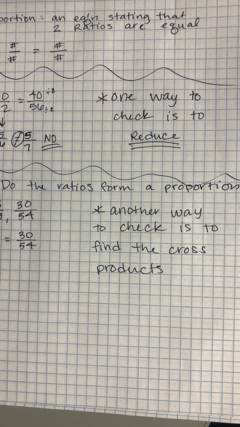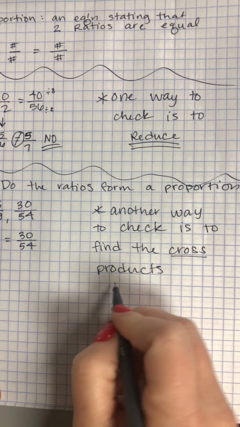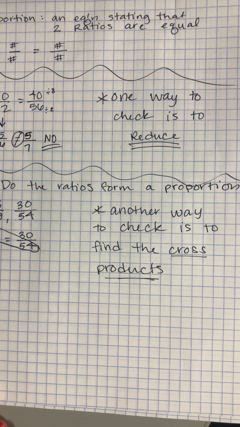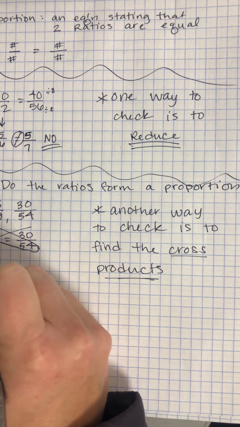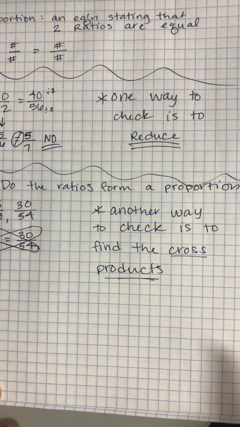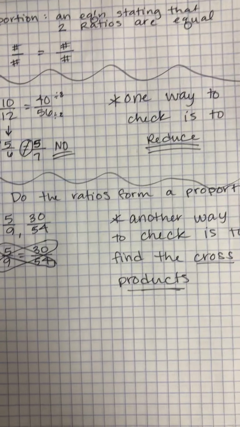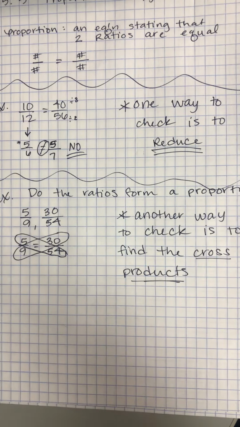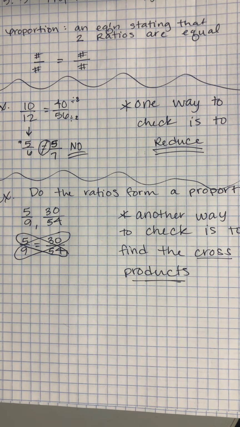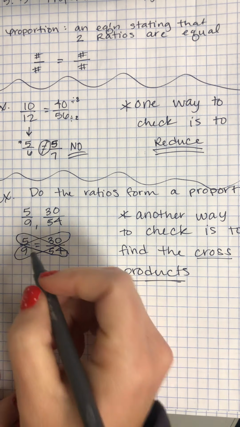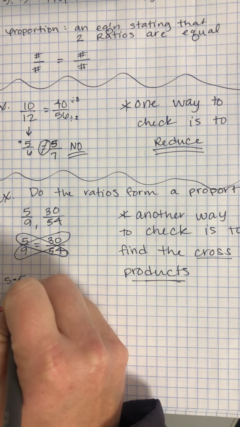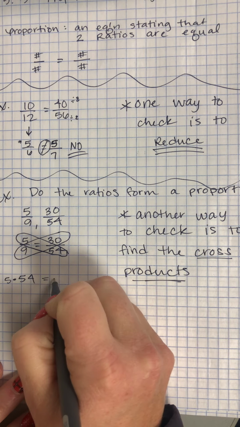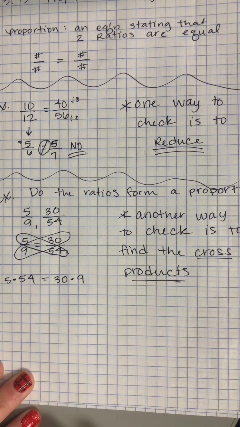So this is like that, but reverse. Instead of shrinking the numbers, we're multiplying, right? We're literally cross multiplying. So we're going to take the numbers that are across from each other, 5 and 54, and also 9 and 30, and we're going to multiply them. When you have a proportion, the cross products, if it's a true proportion, are equal. So 5 times 54, we're going to do the math to see if that's the same thing as 30 times 9.